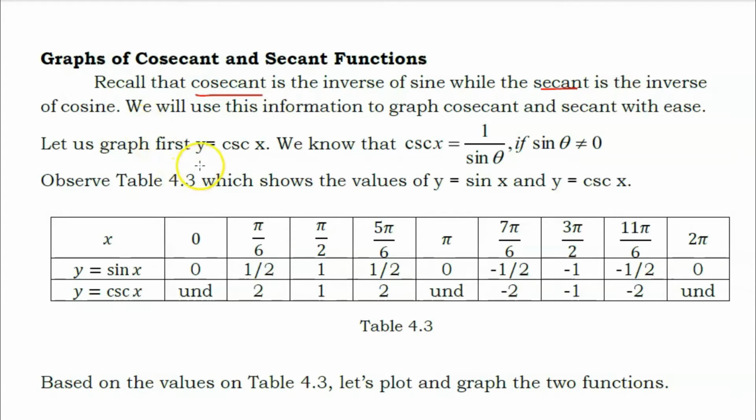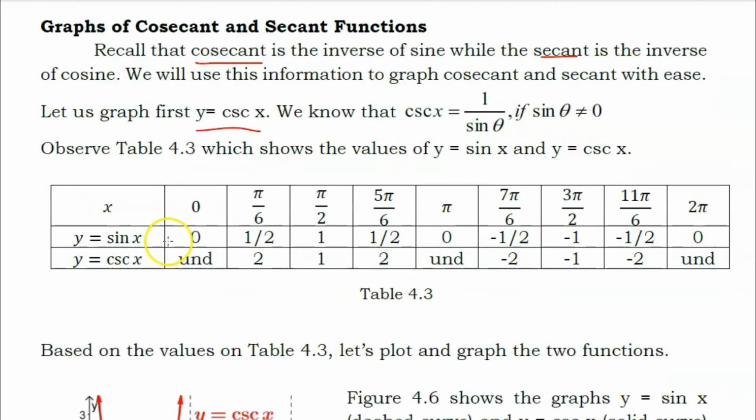So first, let us consider graphing y is equal to cosecant x. So proceed to our table of values in here. We have the values of x, which are the measure of the angles in radian forms. We have the values of y is equal to sine x. So na-obtain natin yung mga values from our unit circle as discussed in the previous video. And as you noticed, the values of y is equal to cosecant x is just the inverses or the reciprocal of the values of our sine x, since we know that cosecant x is just equal to 1 over sine theta or 1 over sine x.